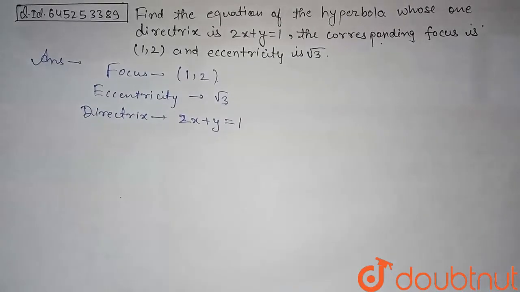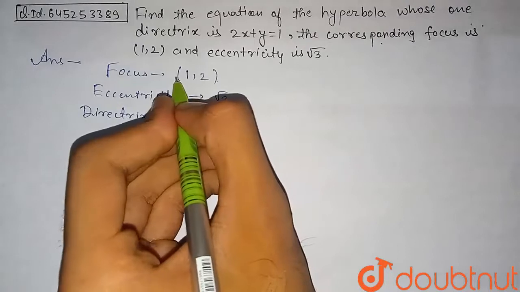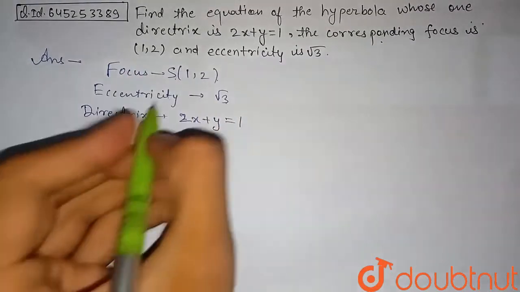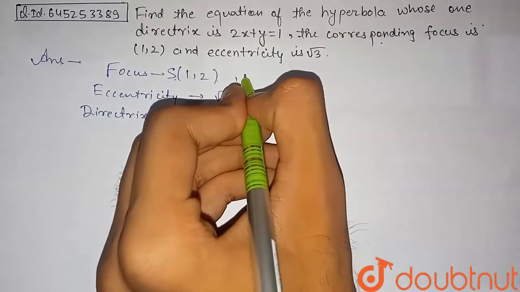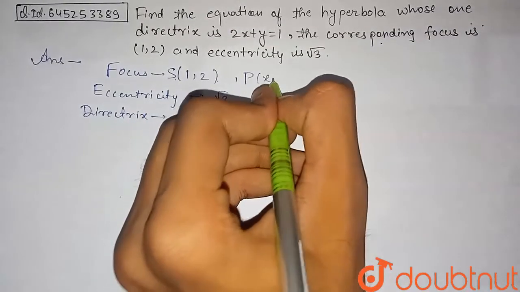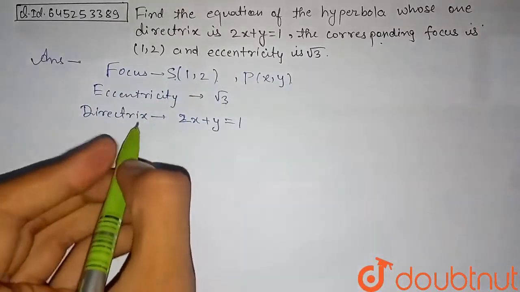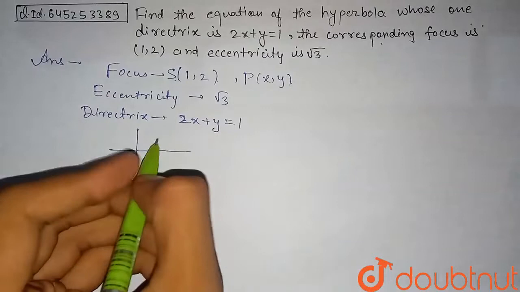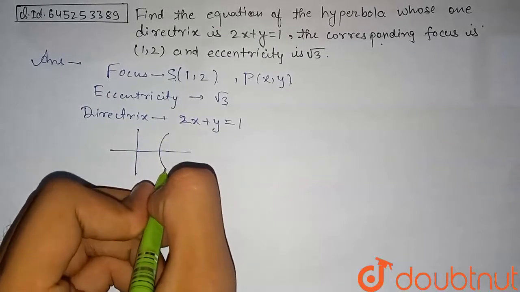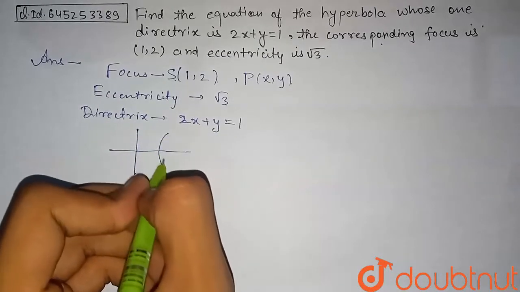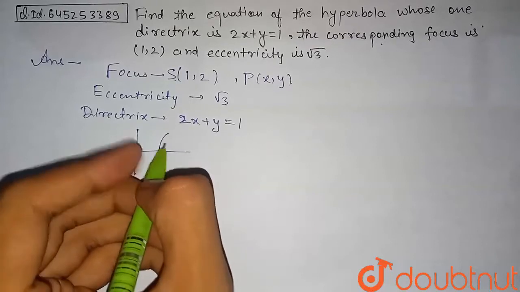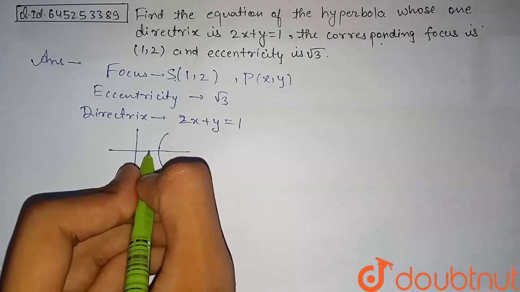So from here if we state our focal directrix property, let the focus be named S, and let us assume any point on the hyperbola P(x, y). If we draw the diagram, let this be our coordinate axis and let this be one part of the hyperbola. Our hyperbola may be like this or tilted, but for the general case we will assume this is our hyperbola and its focus will be somewhere here.